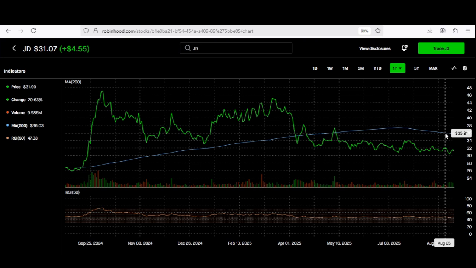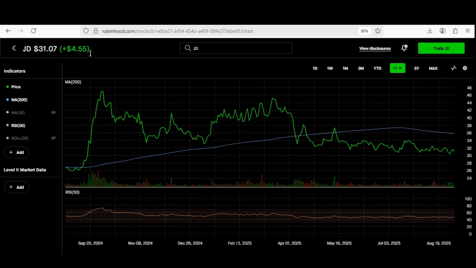Moving back to the 200-day moving average, what it does is show us the average price that the stock has been trading at for the last 200 days or roughly 6 months. So that's going to be around $35. Now let's go ahead and go back into the chart.